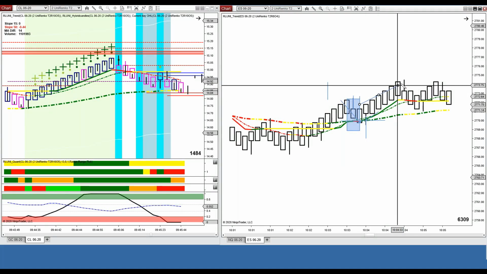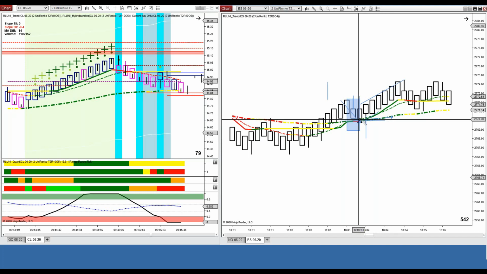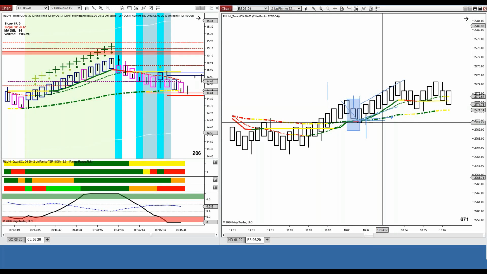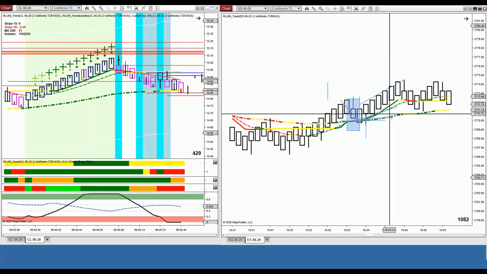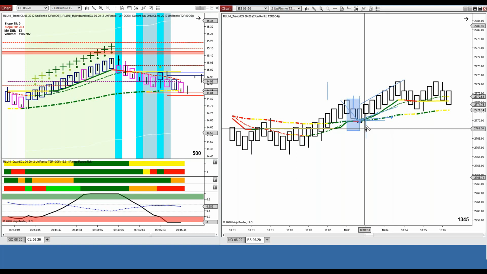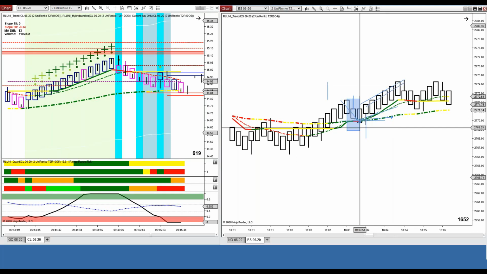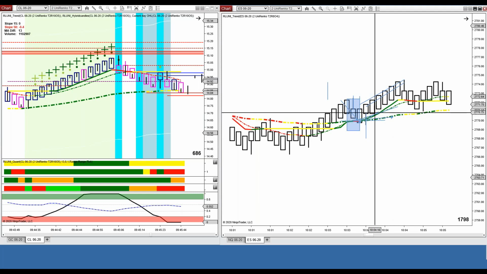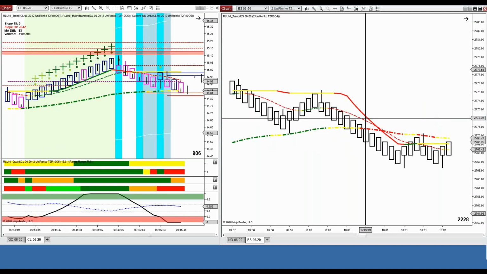The key is the 15, the 50 is green, the 15 is green. So we know that momentum is to the upside on our trading chart. It does matter. And we get the up candle and up we go. But the trend line has got to be green. Optimally, you want it above the 15, but I'm just showing you trades where you can.